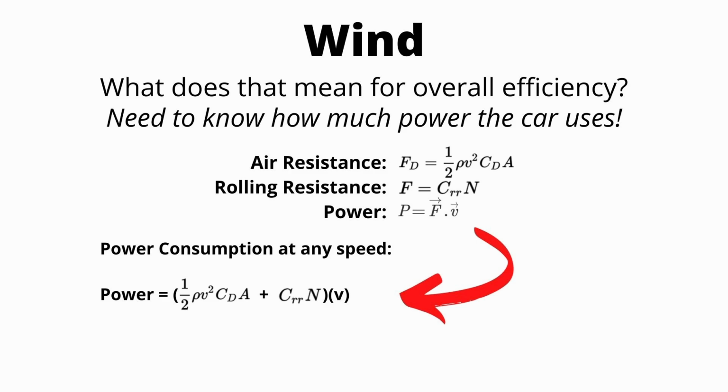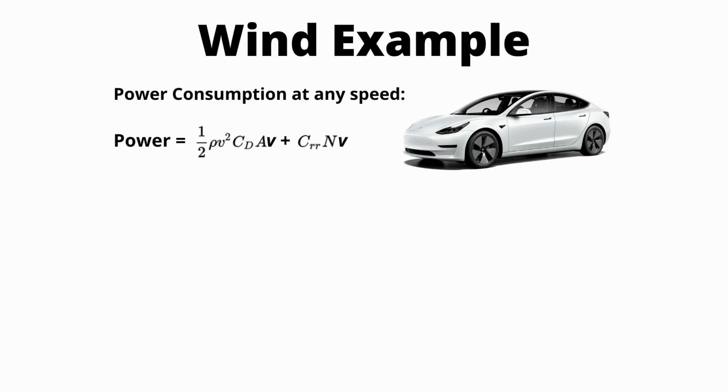We see that power is equal to the force of air resistance plus the force of rolling resistance, all multiplied by how fast the car is going, the velocity. So we're going to walk through another example with our same Tesla Model 3. You know how much I like examples. So our power equation is 1/2 rho multiplied by velocity squared multiplied by CDA multiplied by velocity plus coefficient of rolling resistance times normal force times velocity.